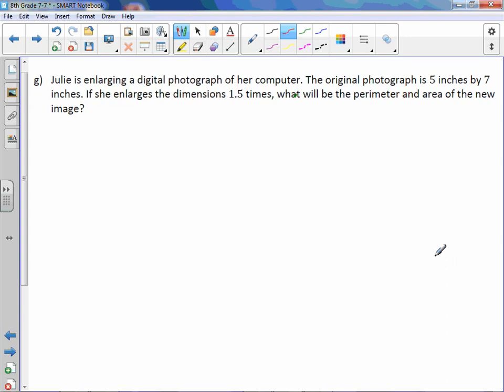Julie is enlarging a digital photograph of her computer. The original photograph is 5 inches by 7 inches. If she enlarges the dimensions 1.5 times, what will be the perimeter and area of the new image? So here we have the scale factor of 1.5. So we have this photograph that's 5 by 7. We need to find the area.